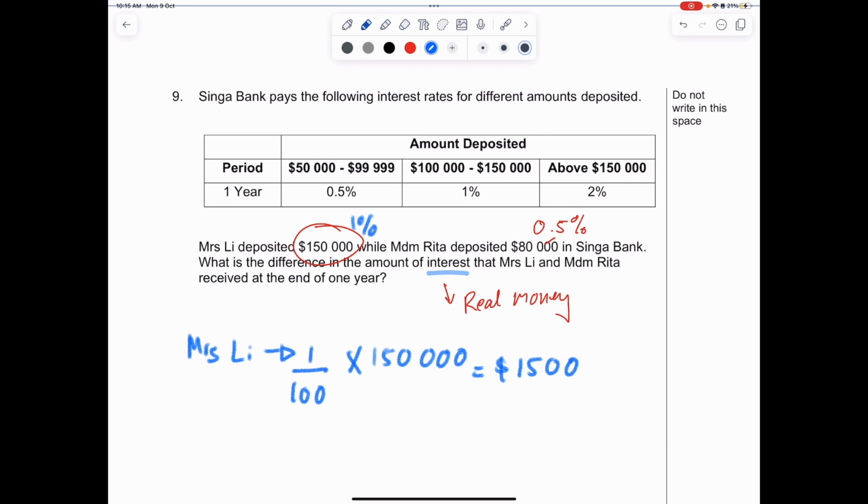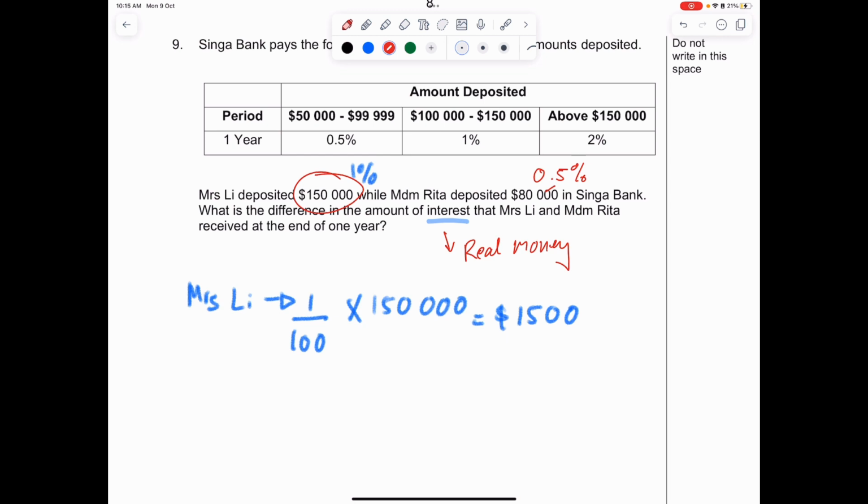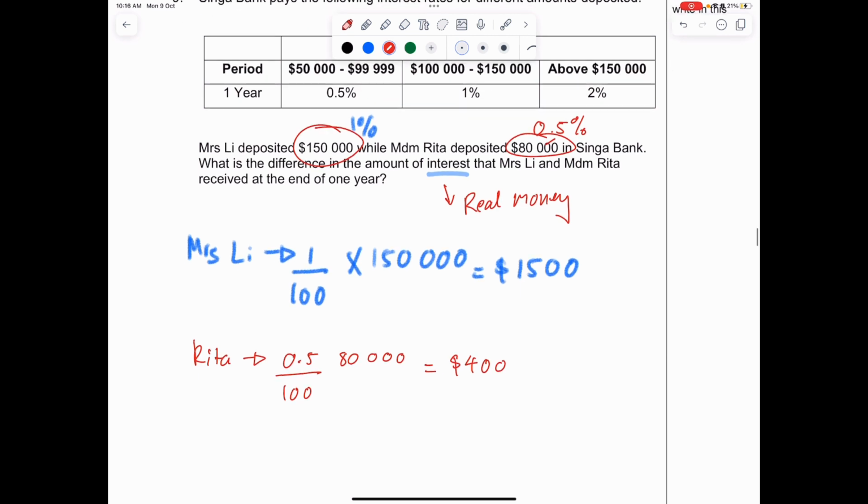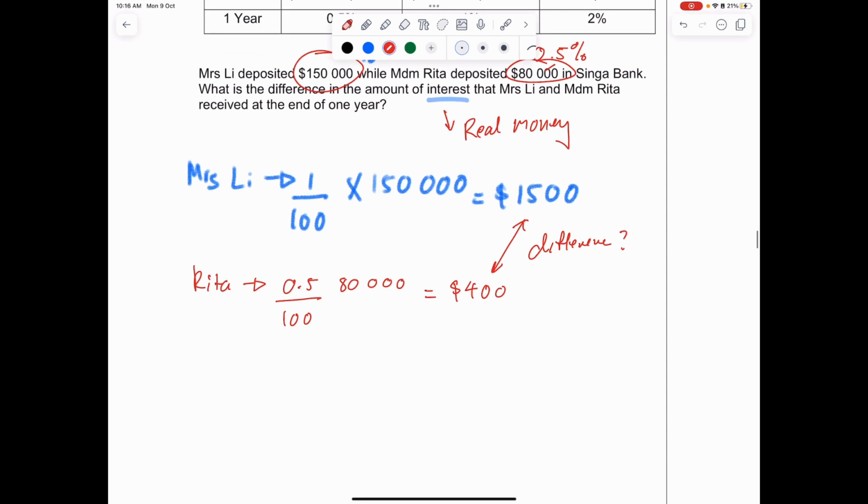And then now you have to talk about Rita. So Rita, in this case, her real amount is 80,000. And her interest rate is only 0.5%. So therefore, in this case, her answer is only 400. So therefore, what is the difference then? So the difference would be 1500 minus away 400. Answer 1100.